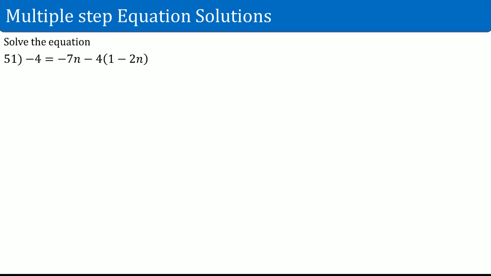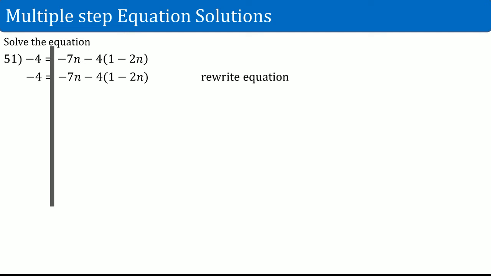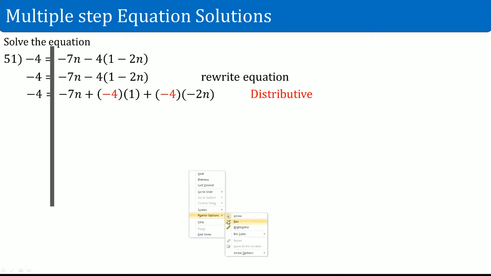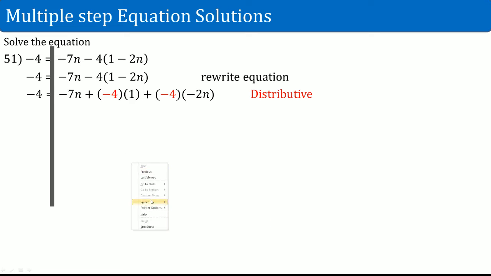51. Negative 4 equals negative 7n minus 4 parentheses 1 minus 2n. Rewrite the equation, draw the line straight down. Do not try to solve it without doing the proper steps first. Here you see a parentheses, therefore you have to get rid of it first. So you're going to distribute. Please understand it is a negative 4 that is being distributed. Do you see the negative 4?